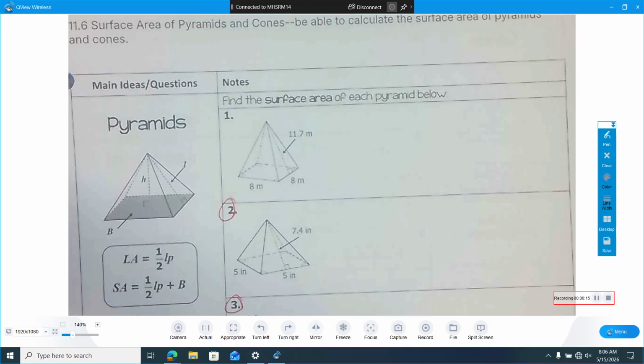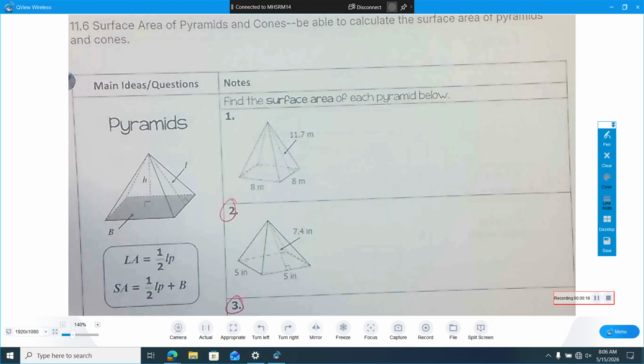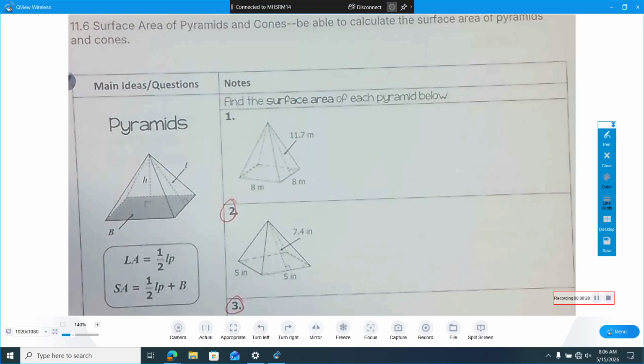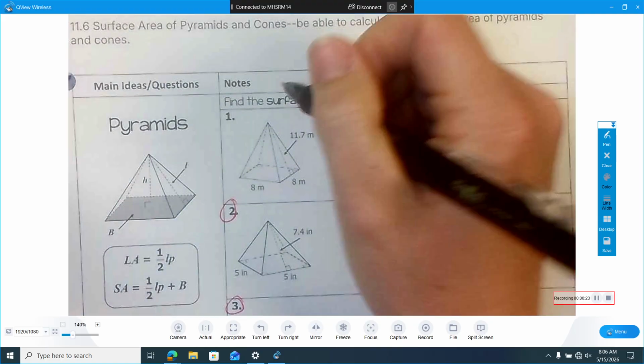It's the surface of the area. Say it again? Oh, no, it was the area of the surface. The area of all the surfaces.